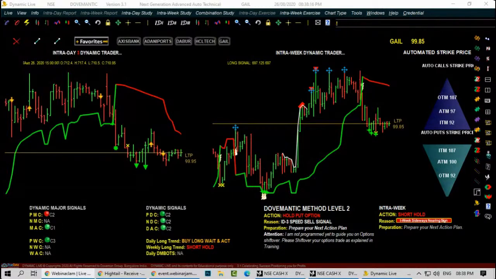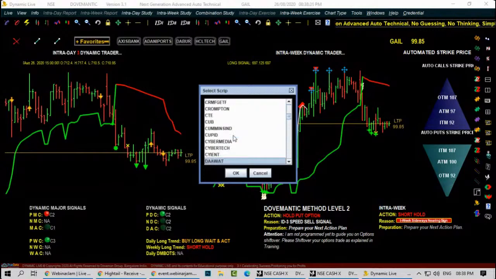Mr. Purnachandra has a question, sir. And Dr. Reddy, ID3 is in sell, and in intra-week there is a weekly caution. Is it okay to enter the trade or avoid the trade as per Daumantic method? All right, Dr. Reddy, let us check this.